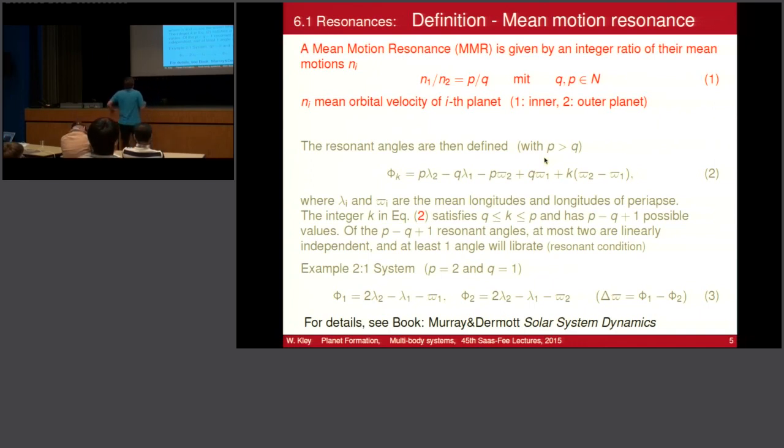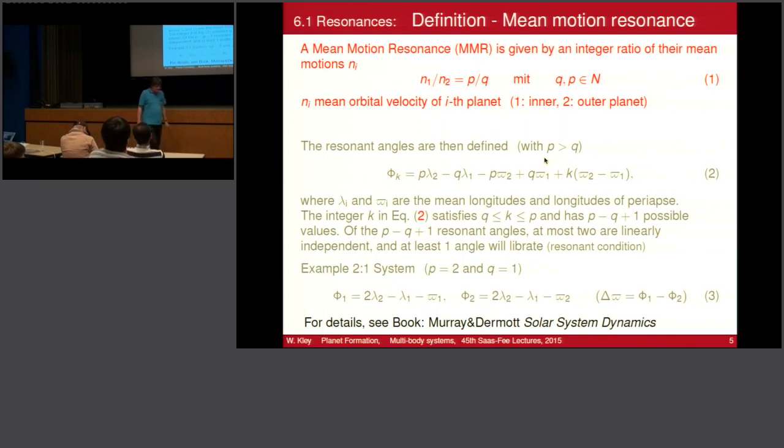And you divide those mean motions, or you divide the periods, basically. It's the same here. You divide the mean motions, the mean velocities. And if this is a ratio which contains 2 integers, that means those are part of the natural numbers, then you have a mean motion resonance. There are other resonances. This is why we have to distinguish this here.